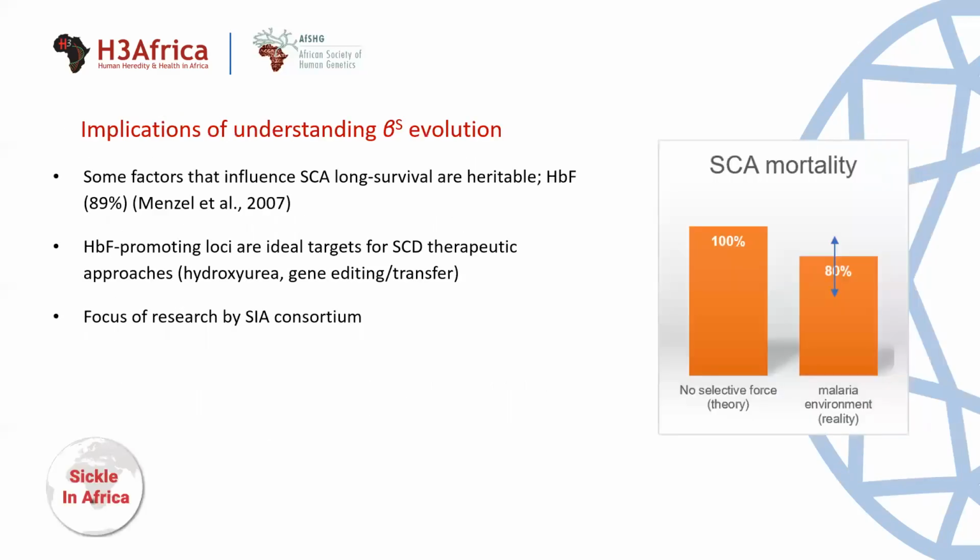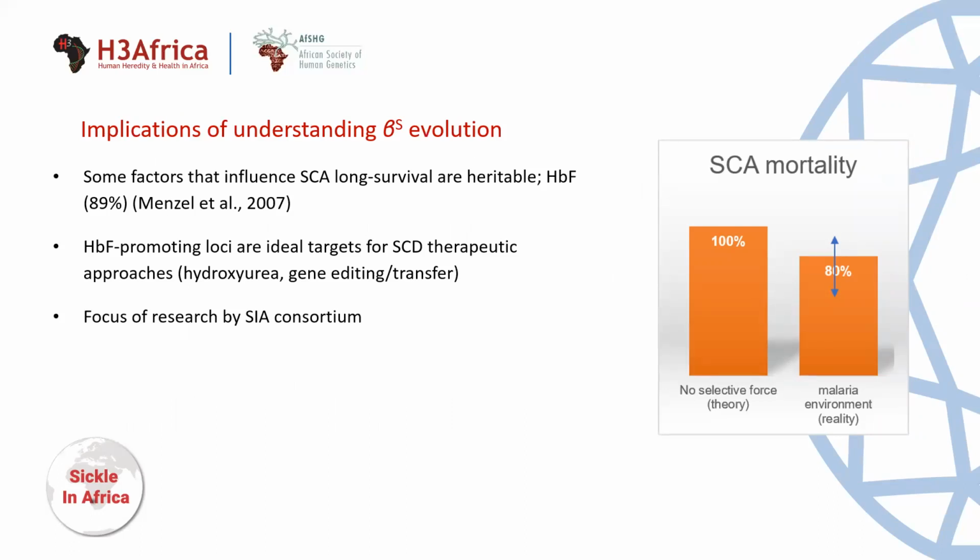What's the implication of studying this evolutionary history? Theoretically, in an evolutionary neutral environment, no affected baby should survive sickle cell anemia. However, in reality, in malarial environments, up to 20% of affected babies can survive to adulthood undiagnosed and without treatment. This long survival of treatment-naive sickle cell anemia patients has been linked to biological factors, some of which are highly heritable, such as fetal hemoglobin level.